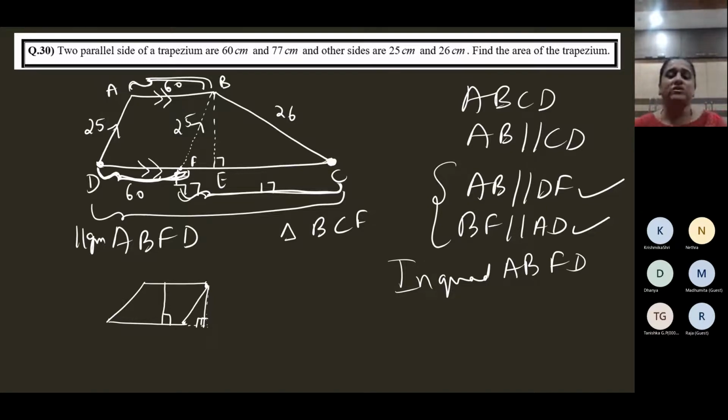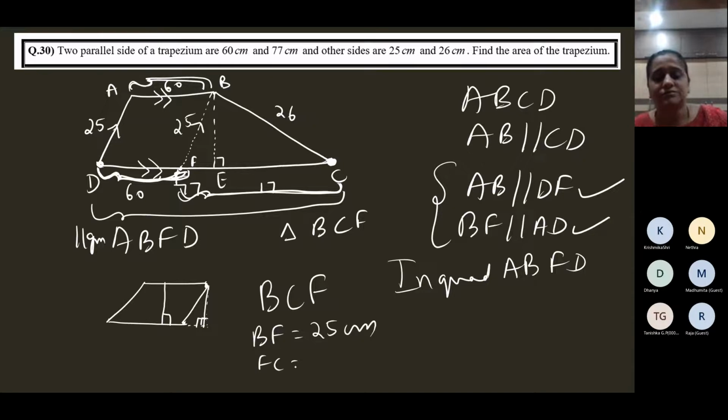What's the length of BF, children? In triangle BCF, how much is BF? 25, ma'am. How much is the FC? 17, ma'am. And how much is BC? 26, ma'am. Can you find the area of the triangle using Heron's formula? Yes, ma'am.